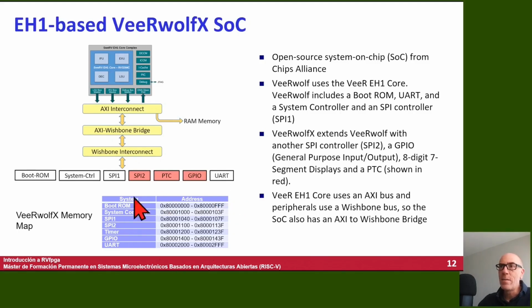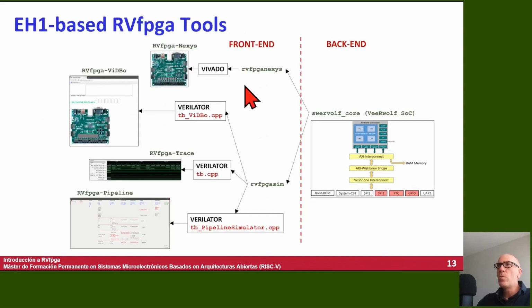This table shows the address range for each of the elements in the previous figure. We can use various tools to run the core and SoC. On the right side of the figure we see the back end, which is the SweRVolf extended SoC, and on the left we see the front end. The top arrow shows onboard execution on the Nexys A7 board, for which we must create the SoC bitstream, while the bottom arrow shows simulator versions.